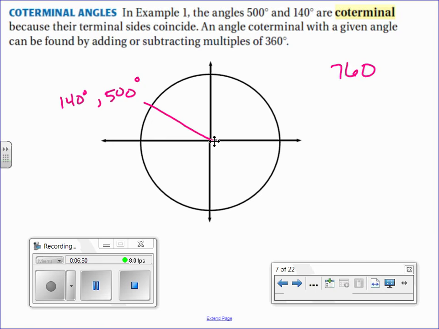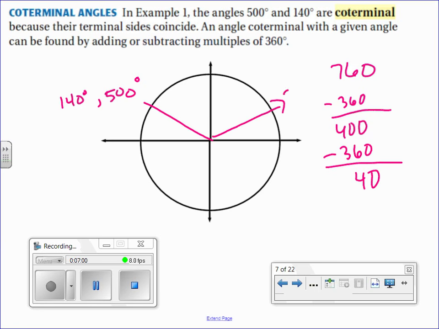So what's 760 minus 360? I still don't know where that is. Let's subtract 360 again. 40. So, oh my gosh, it would live right here at about 40 degrees. So 760, 400, and 40 would all be coterminal, and they would all live in the same exact spot on the unit circle. 40. Oh, 40. Yeah, my bad. Thank you.